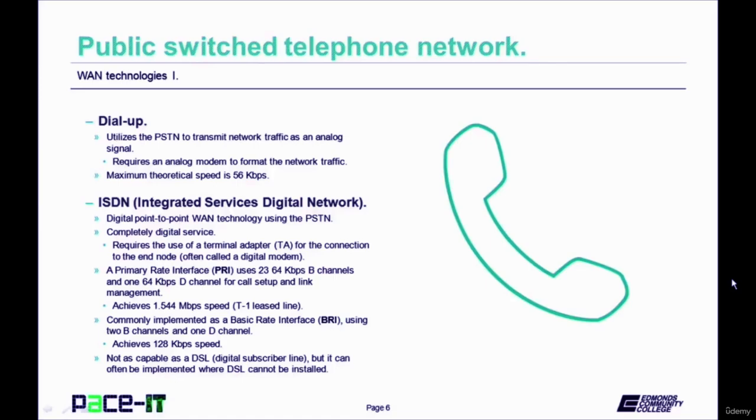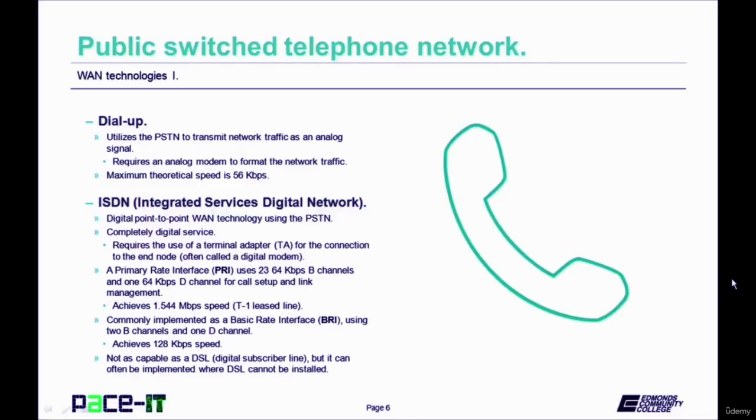It's not very fast. Then there's ISDN, Integrated Service Digital Network. ISDN is a digital point-to-point WAN technology that utilizes the PSTN. It's a completely digital service. It requires the use of a terminal adapter, or TA, to make the connection to the end nodes. This TA is often called a digital modem, but it's not. It's a terminal adapter. ISDN can use a primary rate interface, or PRI.